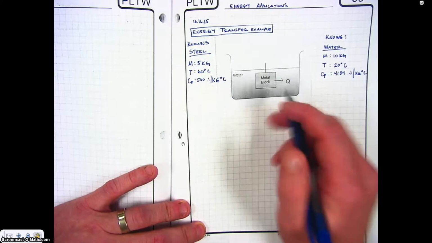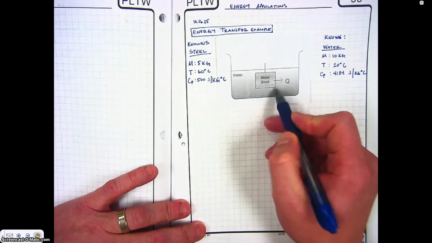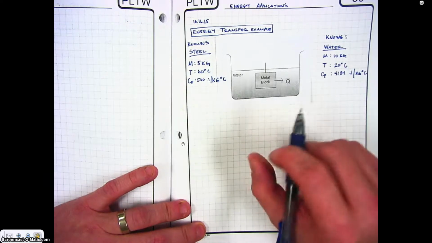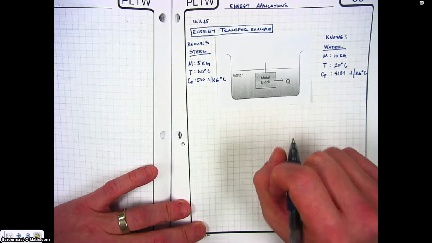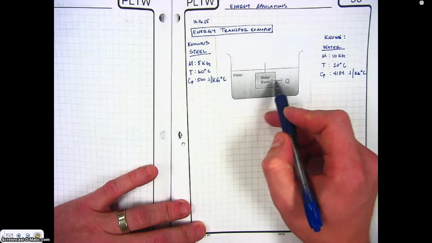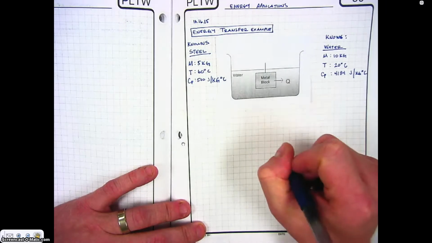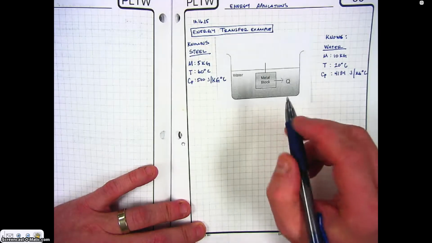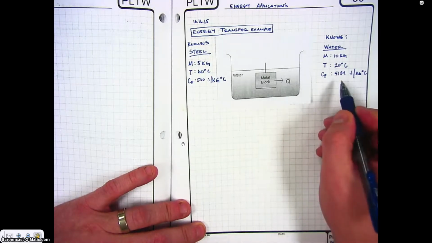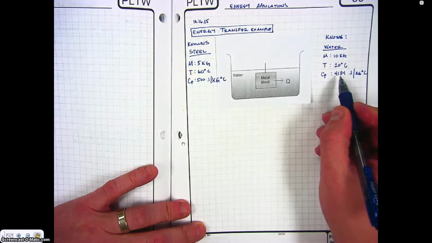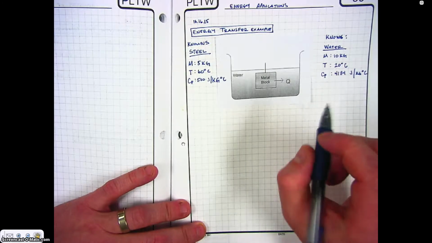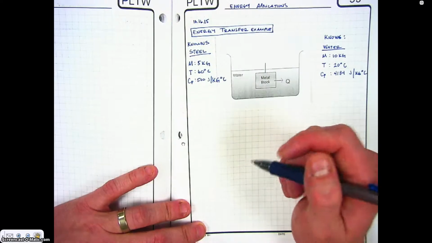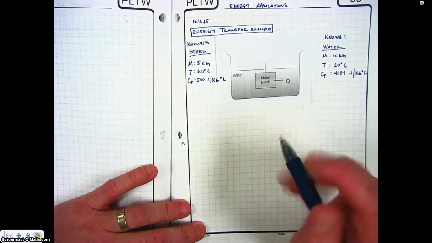When we put the steel into the water, the energy is going to transfer from the steel into the water. We're going to figure out what the final temperature of both the steel and the water is when they reach equilibrium. A couple other things we need to know is the heat capacity of both materials. The heat capacity of water is 4,184 joules per kilogram degrees Celsius, and the heat capacity of steel is 500 joules per kilogram degrees Celsius.